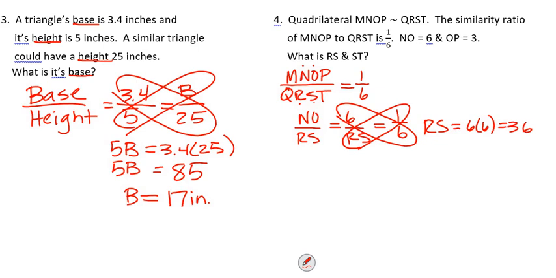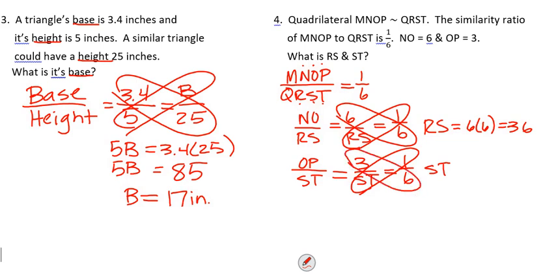Do the same thing with OP. So again, OP is on top. Notice it's up here. So we're going to put our OP over what two letters it matches to, ST there. So that's going to again give us our OP was 3, and our ST is what we're going to end up solving for. We're going to set that equal to our same ratio, 1/6. Going to cross multiply here. So that's going to give us ST, because 1 times ST is ST, and 3 times 6 here. So that's going to give us 18 for ST.